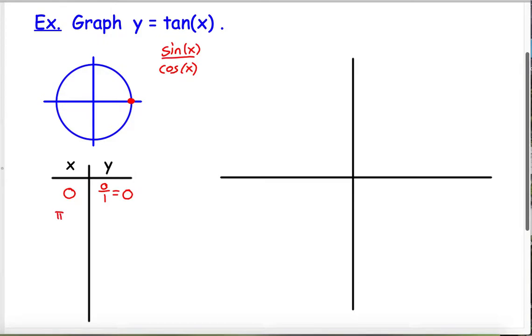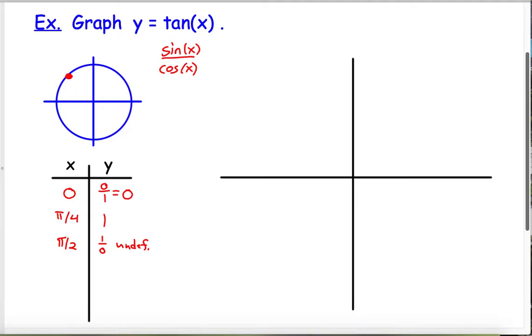At pi over 4, we know that the sine and cosine were both root 2 over 2, and so dividing them by each other just gives us 1. And then at pi over 2, way up here, we know that the sine is 1 and the cosine is 0, and when we divide those, it's undefined. So we have a vertical asymptote at pi over 2. Whenever the cosine is 0, we're going to have vertical asymptotes. That's going to happen down here as well.